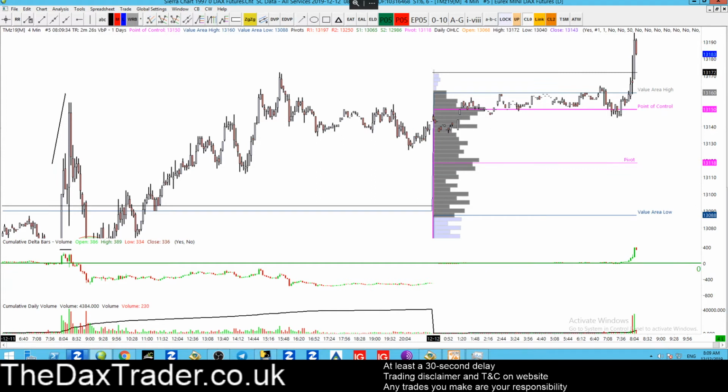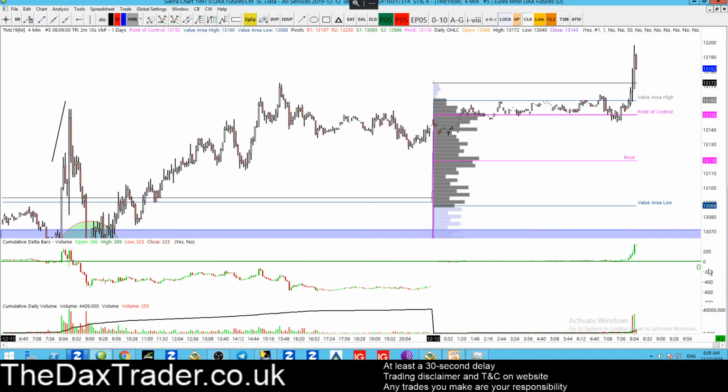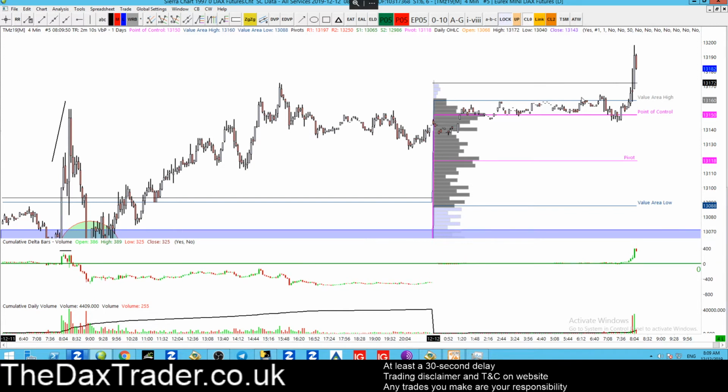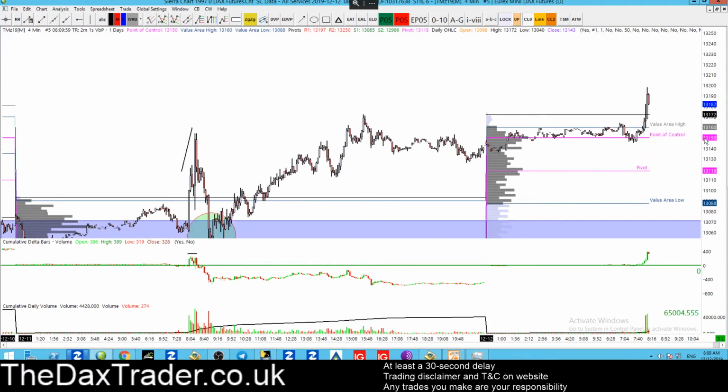We've already occupied the point of control from yesterday. We've broken above the value area high from yesterday and the high of yesterday as well. You can see that the delta has just punched through the zero line with aggressive buying, which has been met with a little bit of supply, and we'll just start to see how momentum kicks off from this spot.